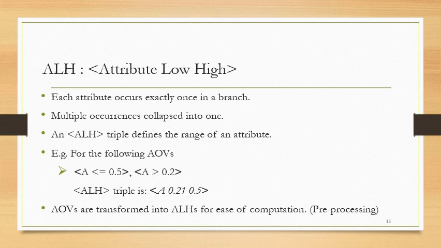So we are actually taking the range. It is the attribute, the lower range, and the higher range, or the lowest value and the highest value. That's how we have written this. As you can see in this example, if A is less than or equal to 0.5 and greater than 0.2, we know that the minimum value of A is going to be 0.2 and the maximum value would be 0.5. So for that we have written the ALH as follows.